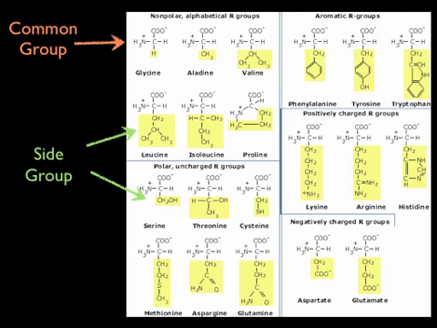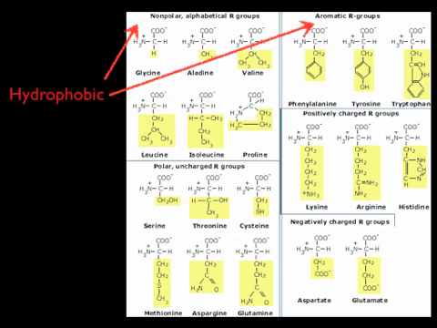Anyway, so the side group gives the amino acid its unique properties. And if you look at the side groups within each category of amino acid, you can see that they're all sort of similar to each other. They're sort of structurally similar, and more importantly, they all have similar properties. For example, some of them are going to end up being hydrophobic. Look, the nonpolar ones and the aromatic ones. Those are hydrophobic. And notice that the aromatic amino acids are all pretty similar and the nonpolar amino acids are all pretty similar. Why would nonpolar amino acids be hydrophobic?